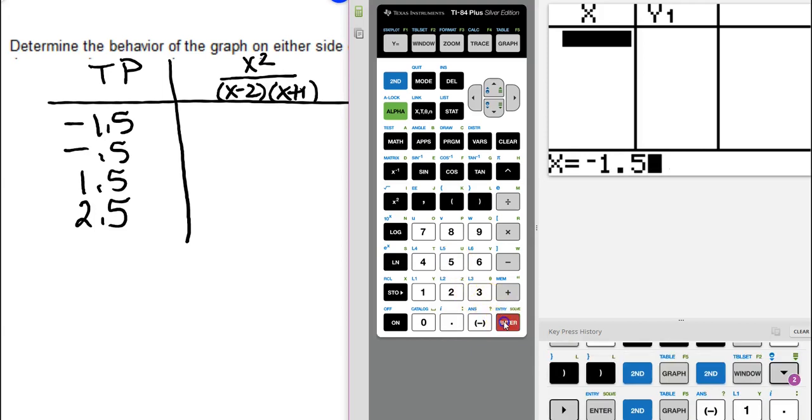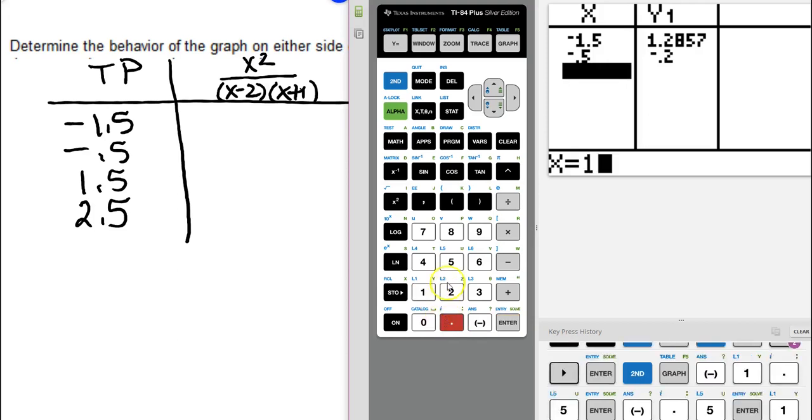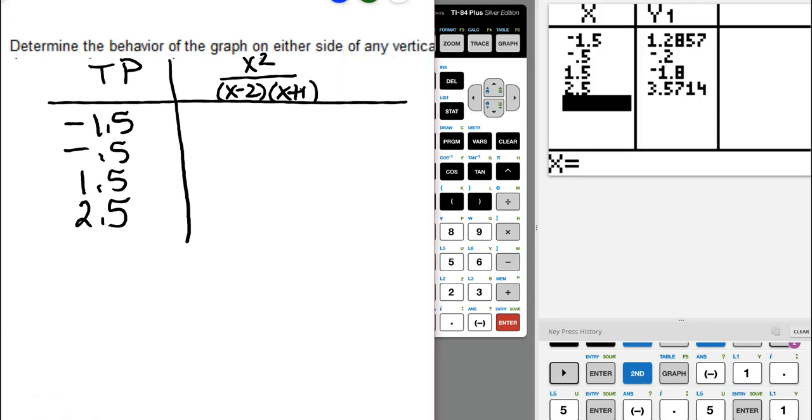-1.5, -0.5, 1.5, and 2.5. So remember, all I care about is the sign here, positive or negative. So for the first one, we got positive. The next one, we got negative. And then another negative and a positive.